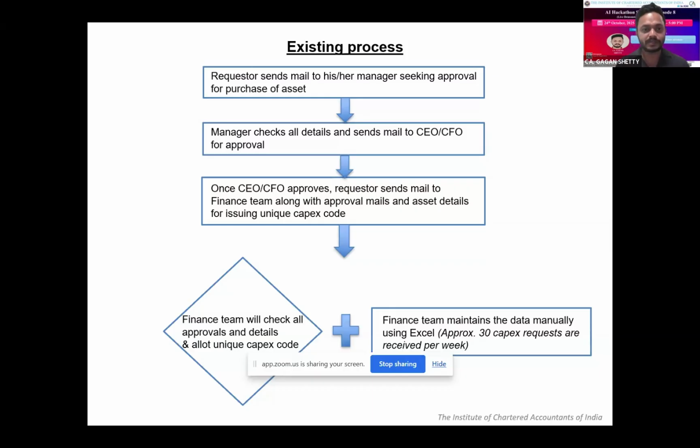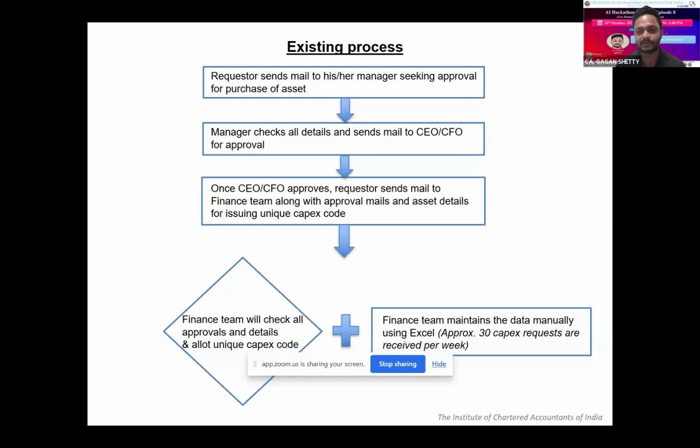Also, sometimes the requester will just mention the amount is so and so, and not mention whether it is including GST or excluding GST. And since the requester will send a mail to his manager, they will not have visibility as to where the request is standing, whether a particular thing is approved by the CEO or CFO, or whether his manager has forwarded it to the CEO or CFO. So there is no visibility and transparency as such. And once everything is done, it will come to the finance team.